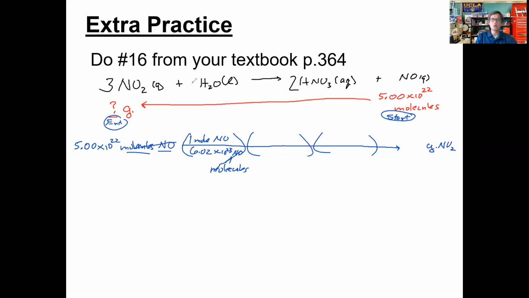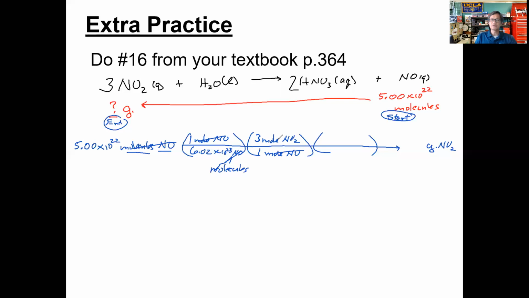So we need the mole ratio now. So this time we're going to use the mole ratio between NO and NO2. And that's why writing it out here is going to help you. And so therefore, if we're going to convert to NO2, NO2 will be on top, and 1 mole of NO on the bottom. Why? Because that allows us to cancel out that unit. All right, so we're almost there.